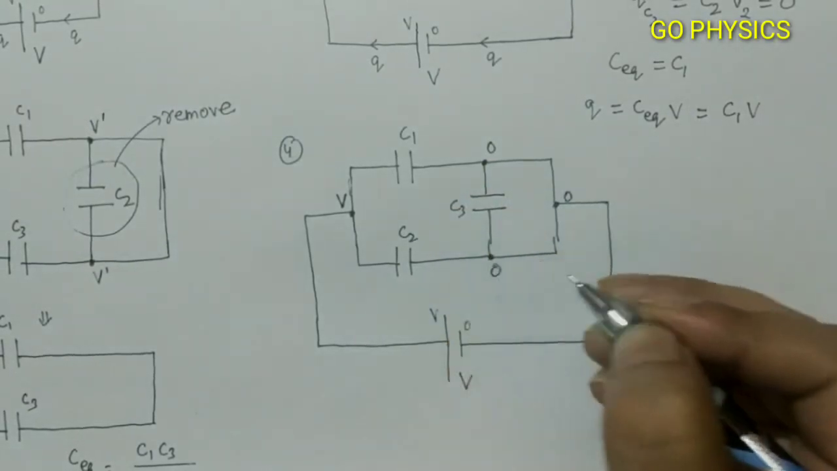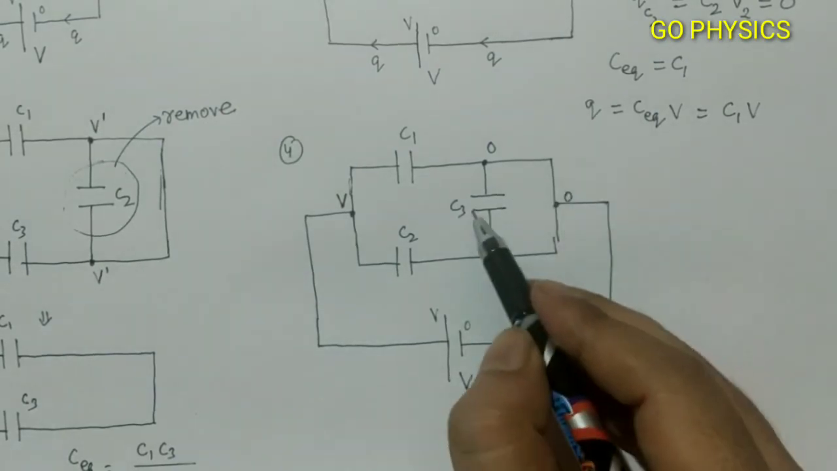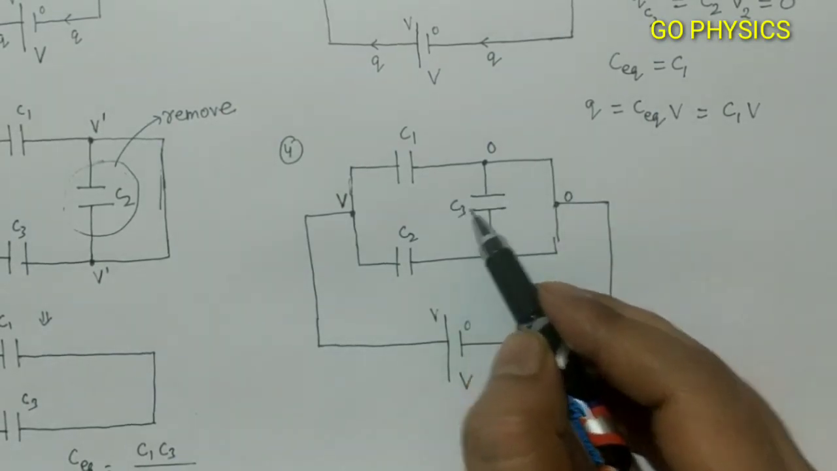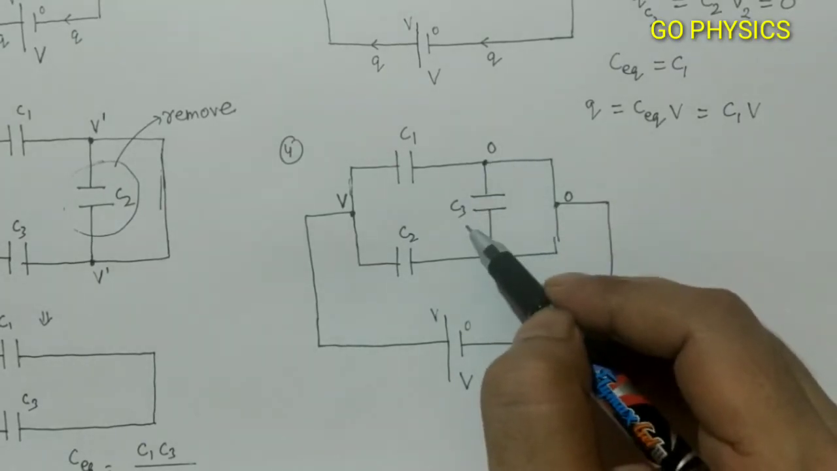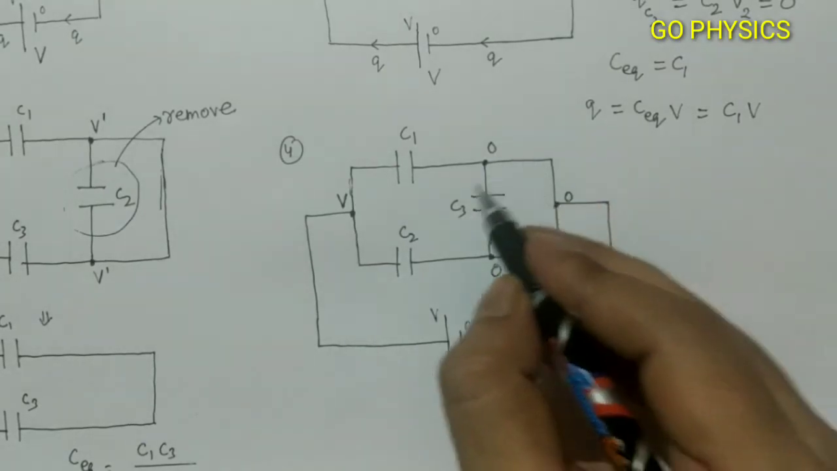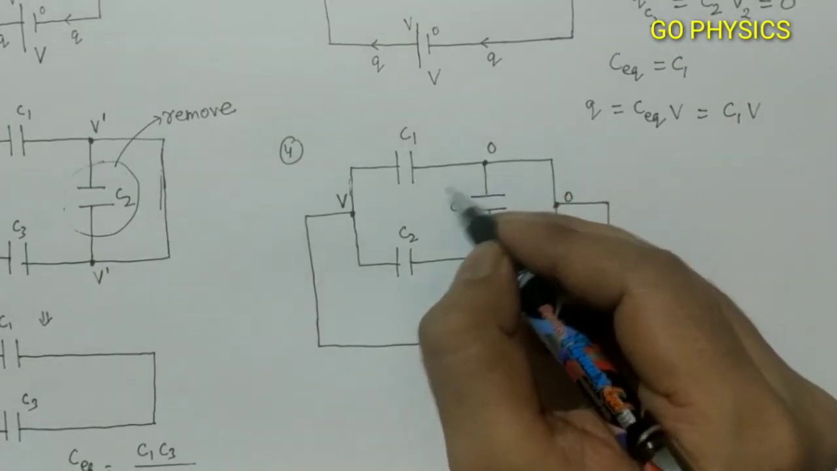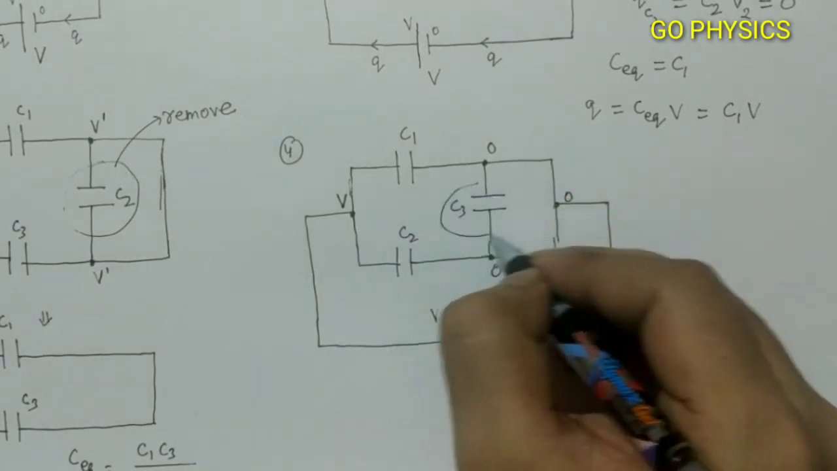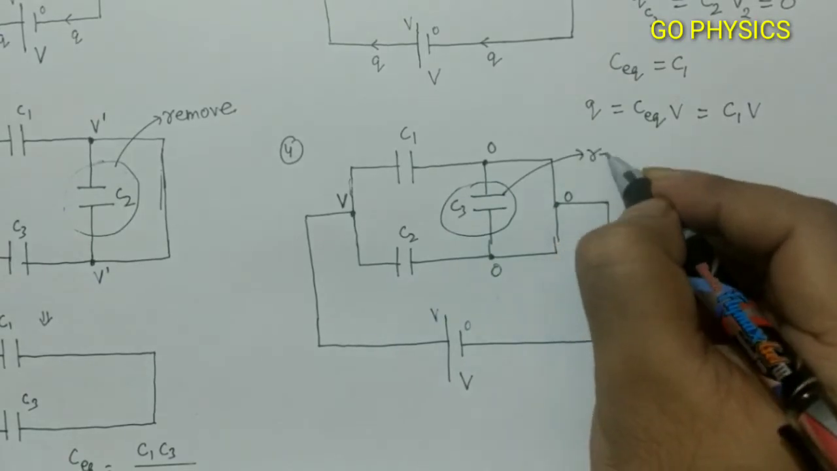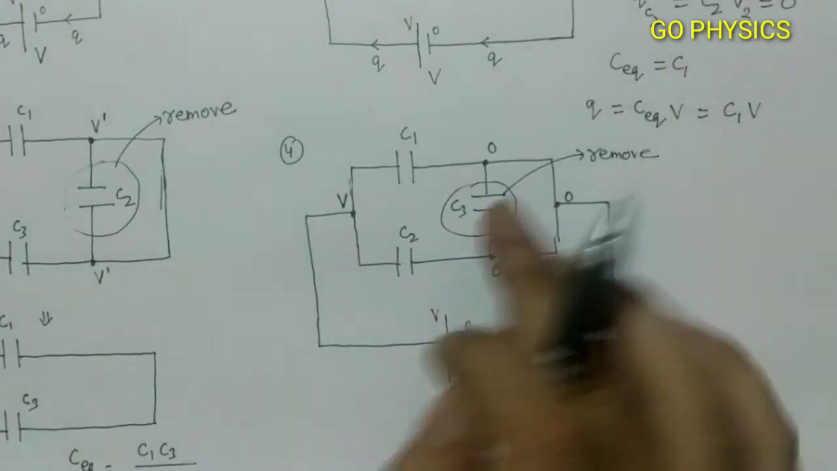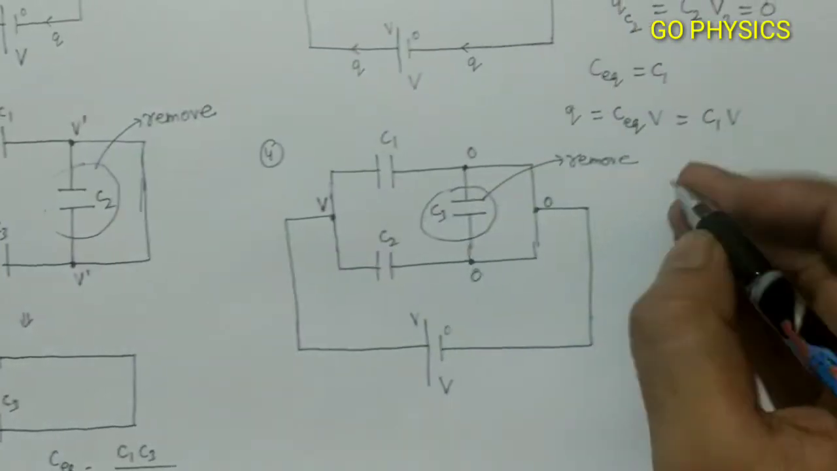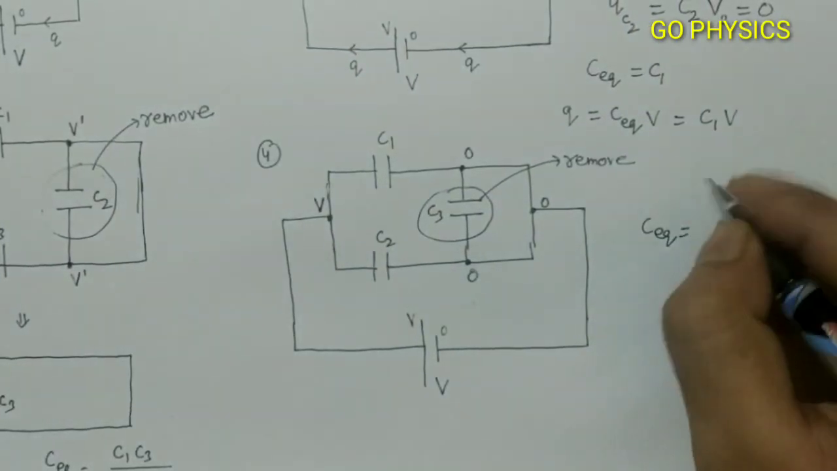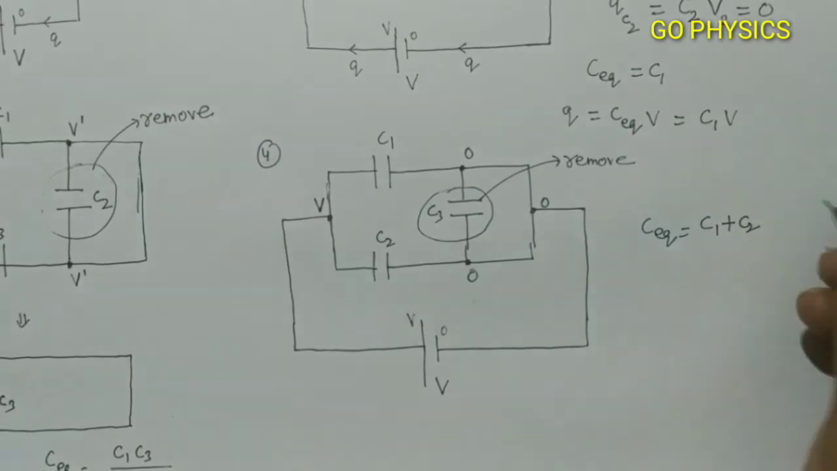point is also 0. Now we can see that capacitor C3 is connected across points having the same potential, and in this case that potential is 0. So C3 is short circuited. To find C equivalent, simply remove C3. Now we can see that C1 and C2 are in parallel. So C equivalent of this particular circuit will be C1 plus C2.